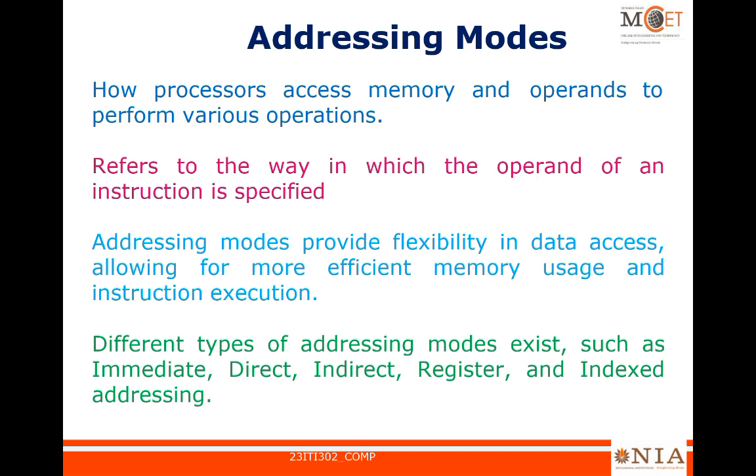Addressing modes are classified into around 9 different types. These addressing modes help us understand how instructions get accessed. We can simply say that a processor accesses memory in order to get the operand and perform various operations with respect to these addressing modes. So the way in which an operand of the instruction is specified is simply what we call the addressing mode.